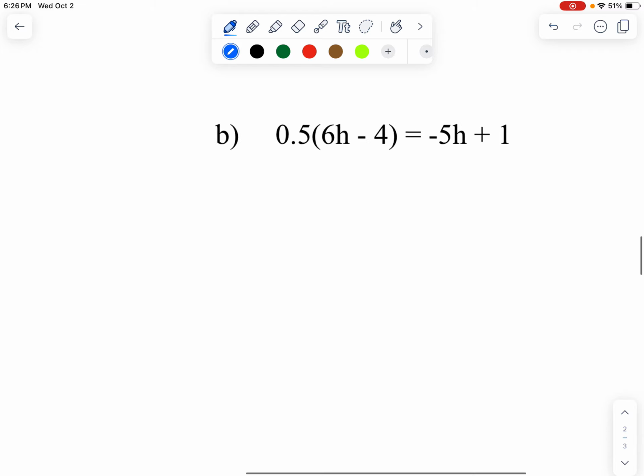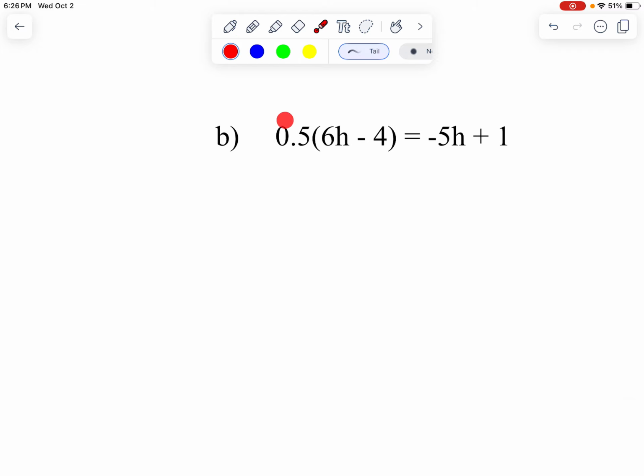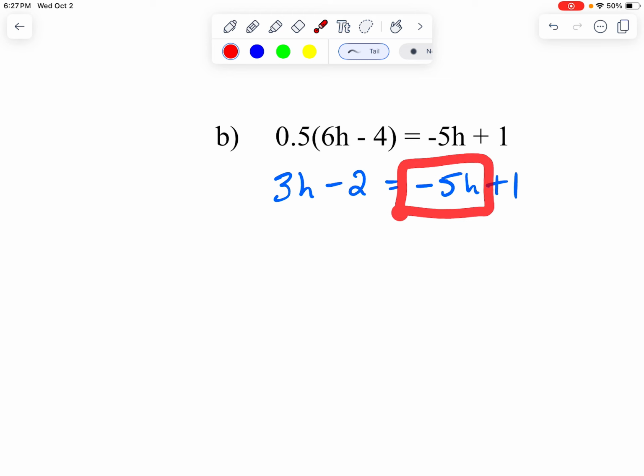Over here, we're going to distribute. Okay. 0.5 times 6h is going to give us 3h. Multiplying by 0.5 is the same as dividing by 2. Minus 2 equals negative 5h plus 1. Let's get all of our variables to one side. I'm noticing if I add 5h to both sides, that'll keep my variable terms positive and get them all to the left. So that's what I'm going to do first.